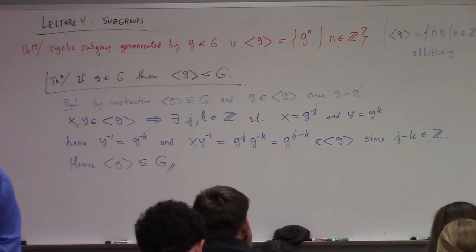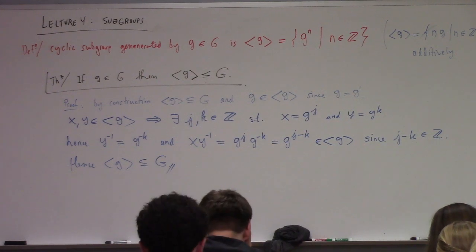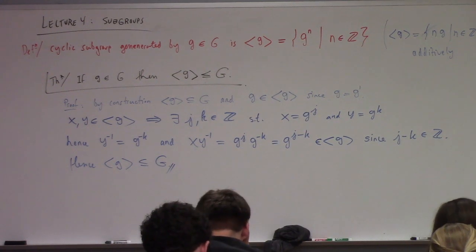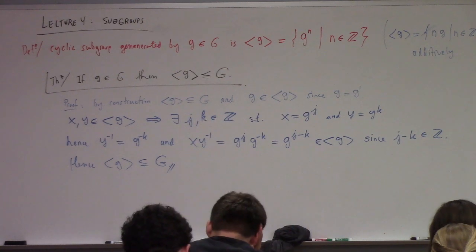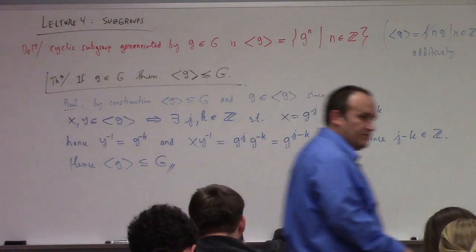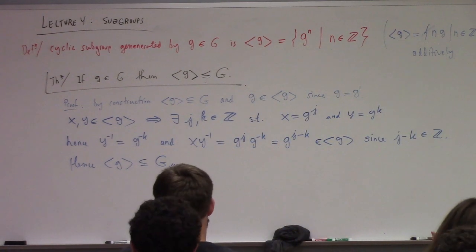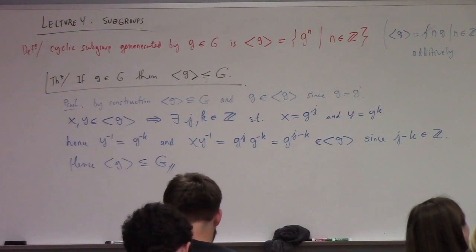Any questions about that? So this is one way we can generate subgroups in a given group. Just take an element, and you can form the cyclic subgroup generated by that element. So there's always a way to create all kinds of subgroups in a group, right? We can always just use this construction to do that.